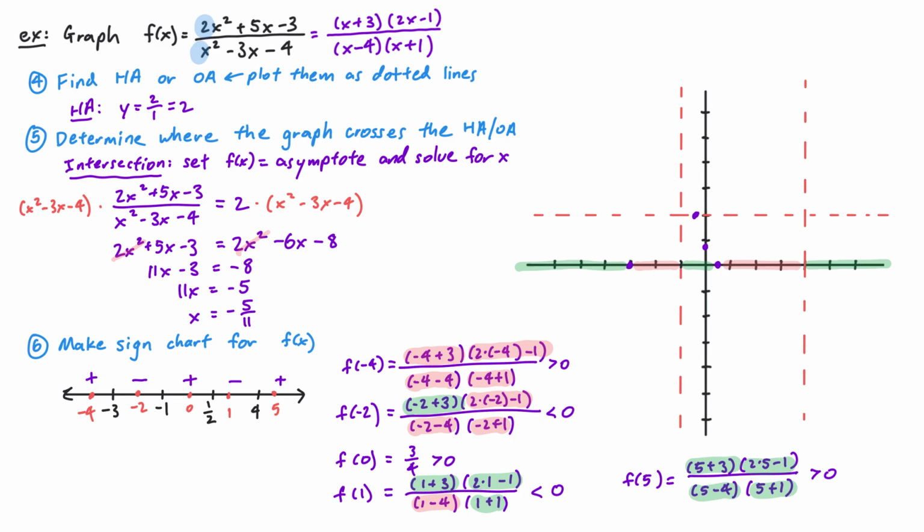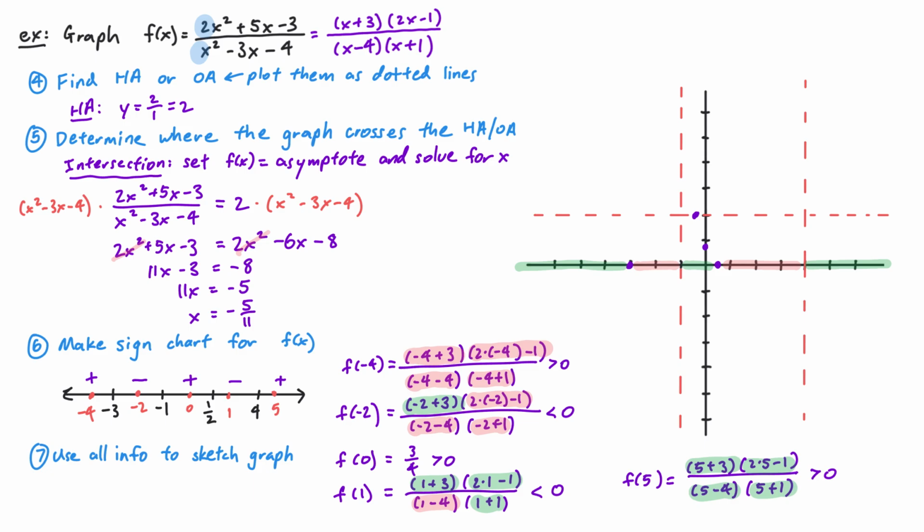Seeing the colors on my x-axis here will tell me whether my graph will be positive or negative, which means that when I draw the graph, it'll tell me whether it's going to be above the x-axis or below the x-axis. So our last step here is to use all of our information to draw a sketch of our graph.